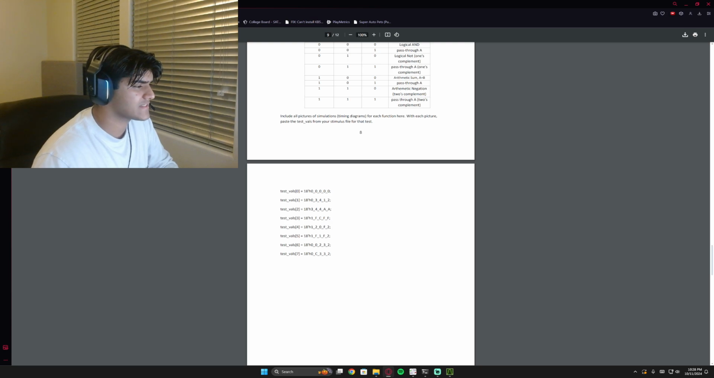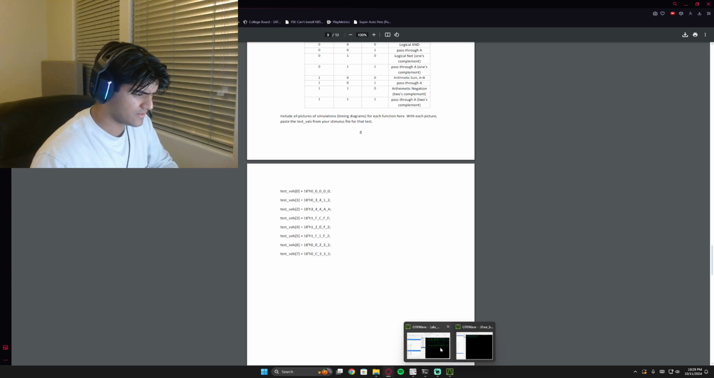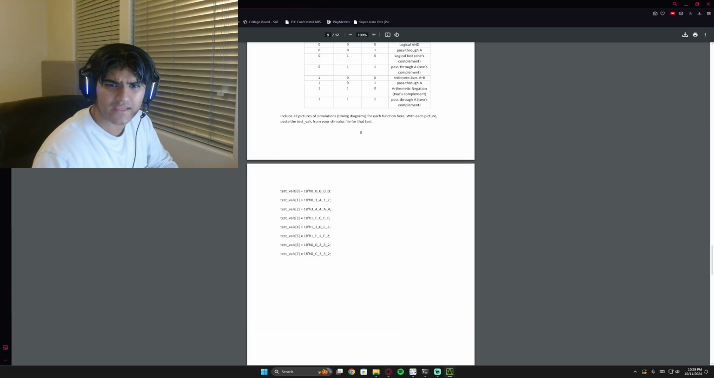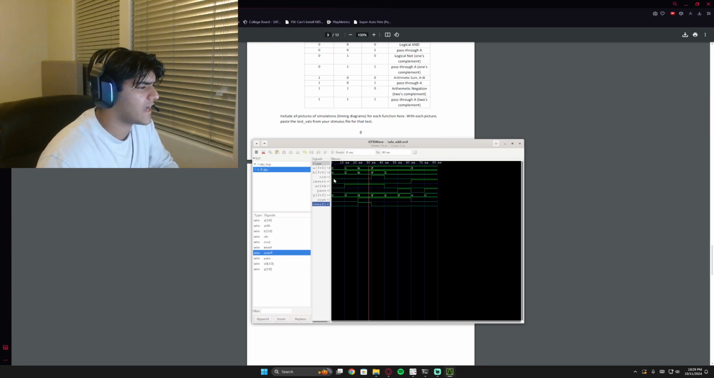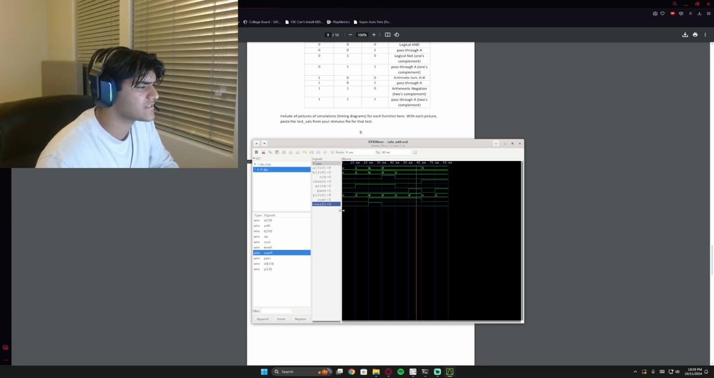And here were my test cases that I did. As you can see here, in my test cases, I first did 0, 0, 0, 0, 0 for everything, just to make sure nothing was turning on for any reason. Then I did simple arithmetic, where I did 1 plus 2 equals 3 with the arithmetic on.